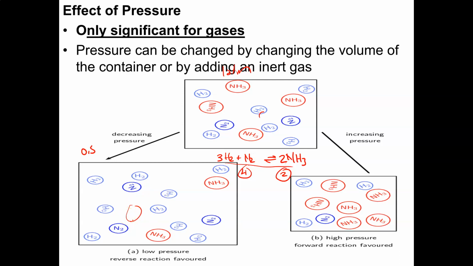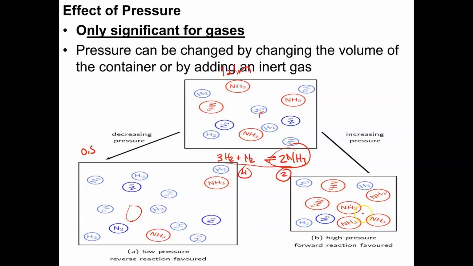So that's how you counteract changes in pressure. You shift to the side that has more moles of gas. When you decrease the pressure, you shift to the side that has more moles of gas. What about when you increase the pressure? You shift to the side that has fewer moles of gas. Which side has fewer moles of gas? The ammonia side, right? So you see how there's more ammonia now?